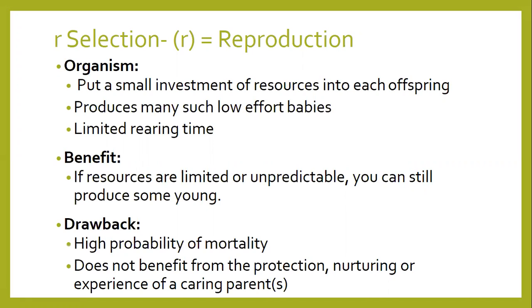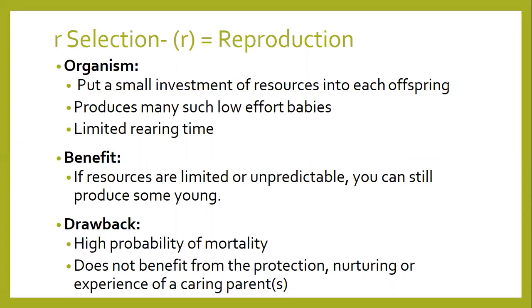So, R selection or R species, and that R stands for reproduction. The R is also written as a lowercase r. These types of organisms put very small investment of resources into each offspring. They produce many low-effort babies, and they have a very low rearing time. The word rearing means how long the parent or parents stay with the offspring before releasing them to be independent.